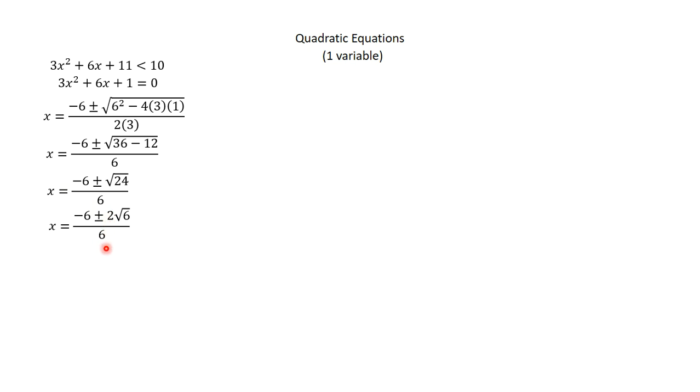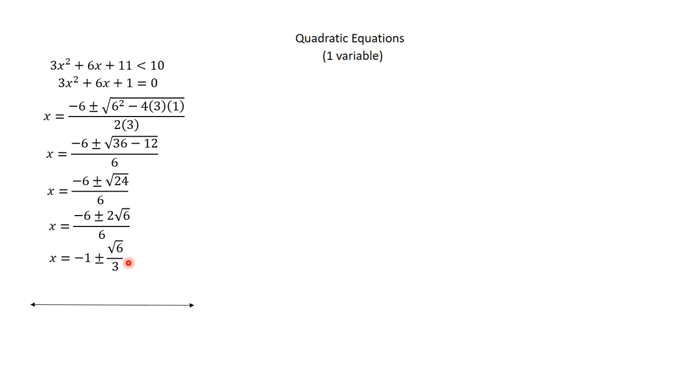And then I recommend splitting up the fraction here. It makes simplifying easier because you can do each piece separately. So that's negative 6 over 6, which would be negative 1, plus 2 root 6 over 6, which would be 1/3 root 6, or root 6 over 3. So we have our answer. It's not a pretty answer, but we do have an answer. And so we can plug it into a number line.